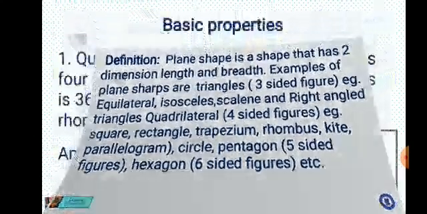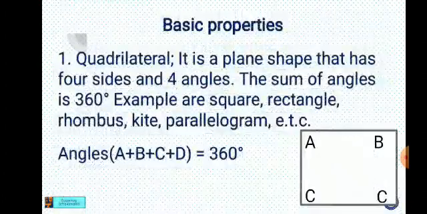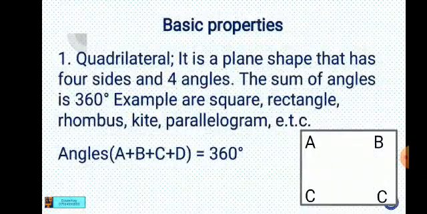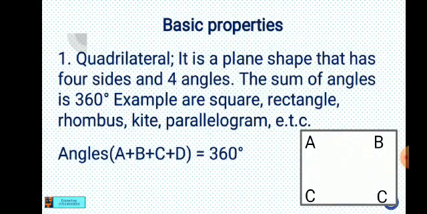The basic properties. The first one we are going to look into is quadrilateral. It is a plane shape that has four sides and four angles. The sum of angles is 360 degrees. Examples of quadrilateral are square, rectangle, rhombus, kite, parallelogram, and so on.